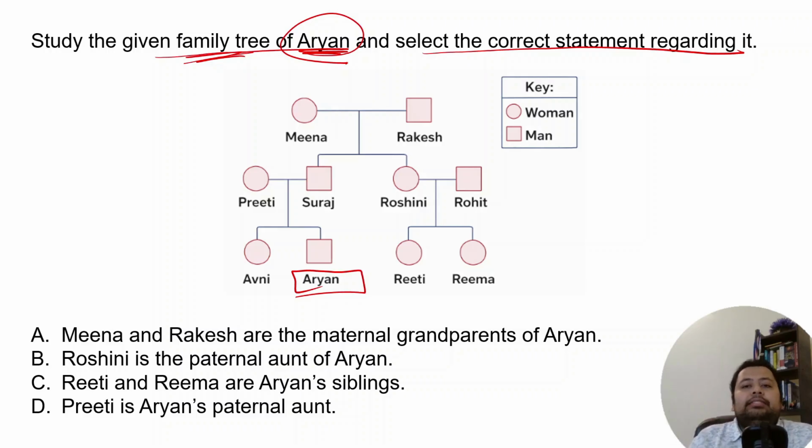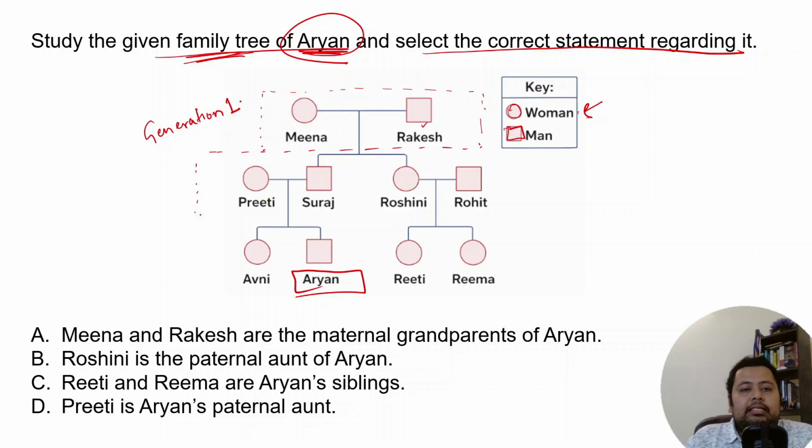Now what is there to understand over here is that a circle denotes a woman and a square here denotes a man, right? So here Rakesh is a man because it is denoted by a square, right? Meena, however, is a woman because it is denoted in a circle, right? Now each level, right? So this is one level. Each level actually shows a generation, right? So this is generation 1.